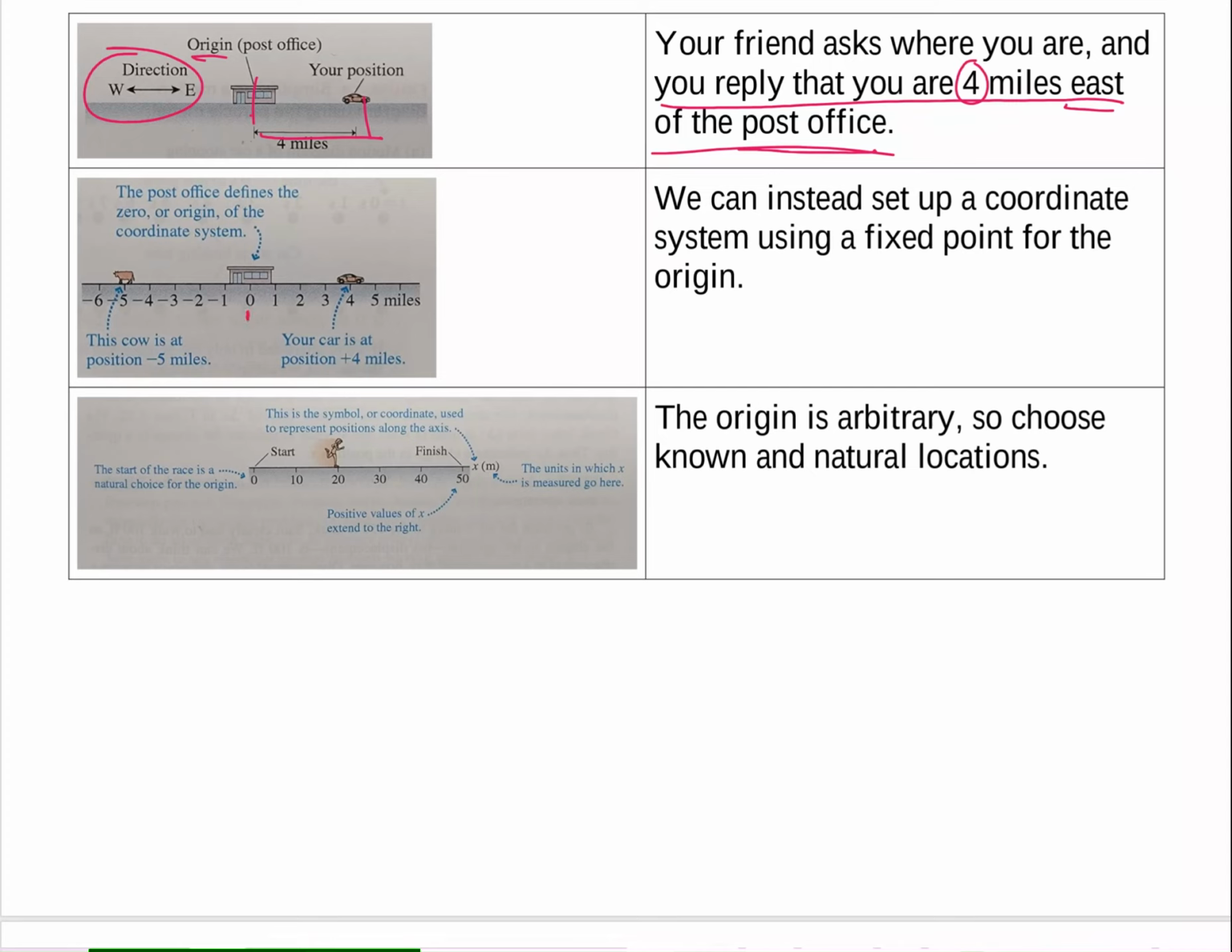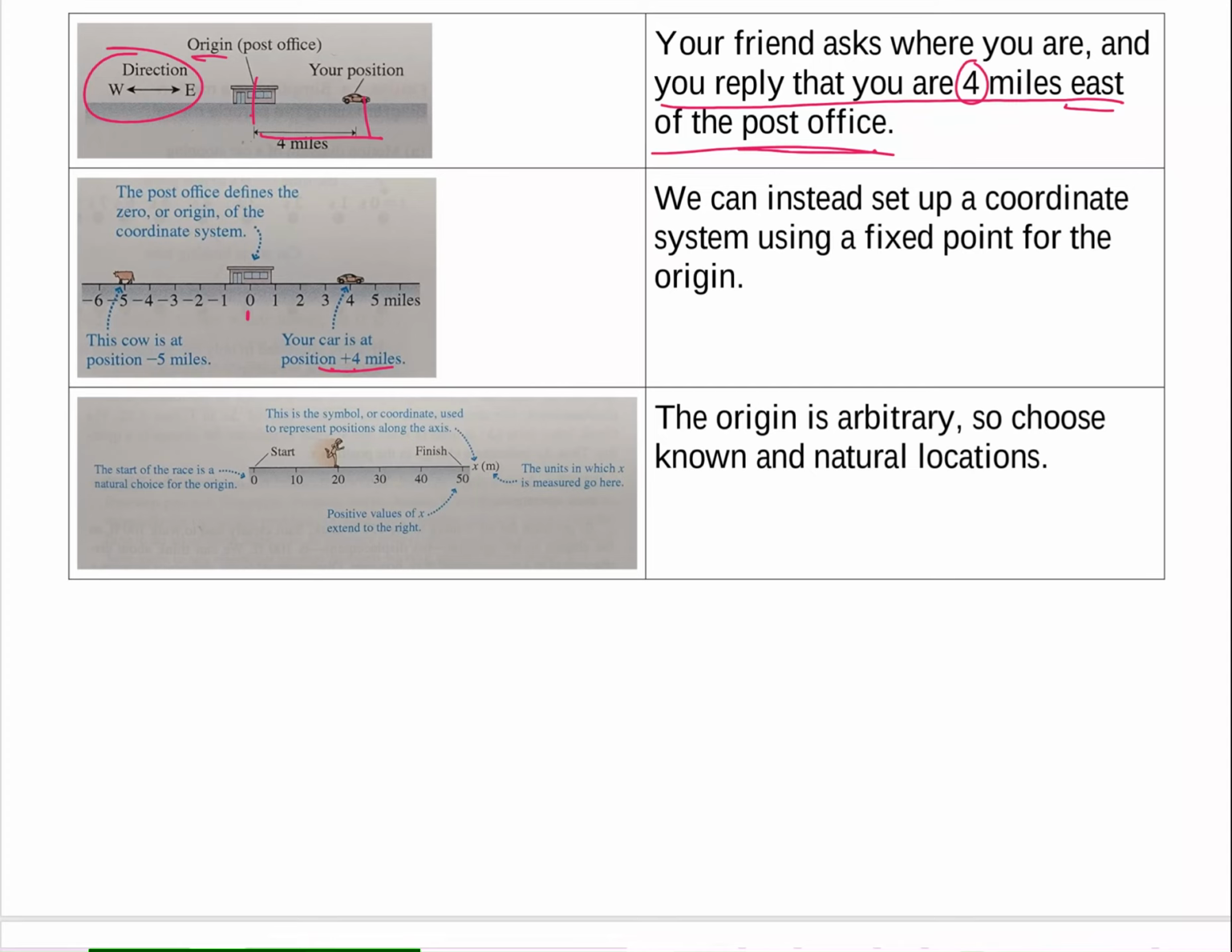So now our car is at a positive position of plus 4 miles. And now we have this cow over here at a negative position, negative 5 miles, okay? As we would do in a math class on a number line. You follow that? Okay.